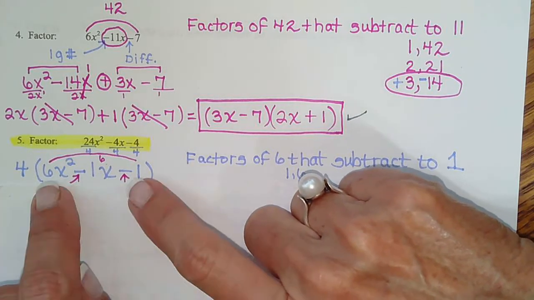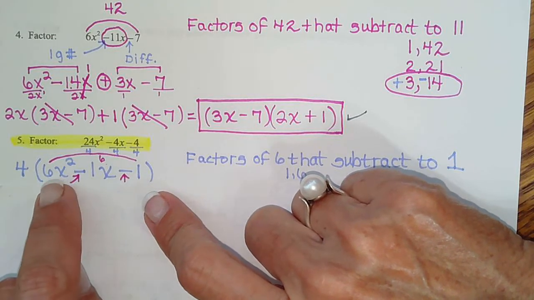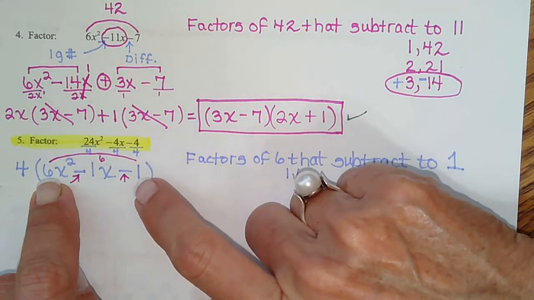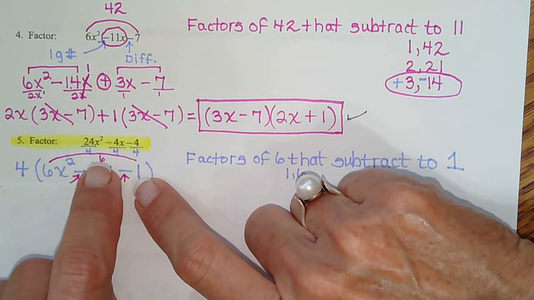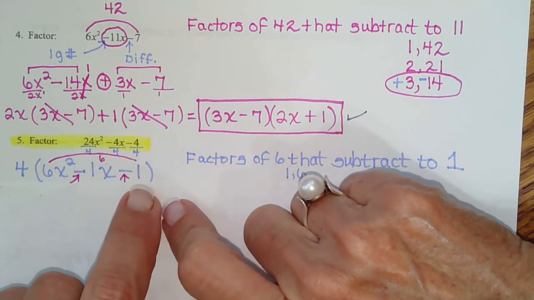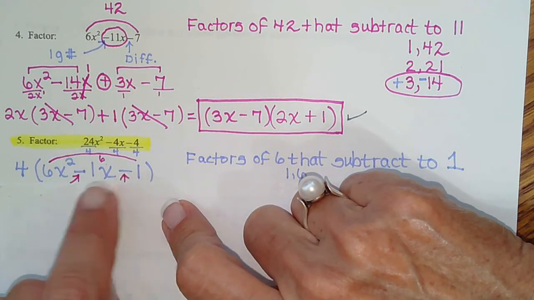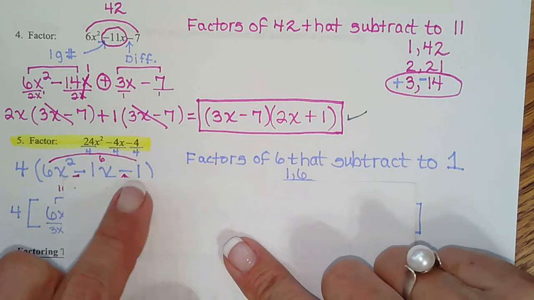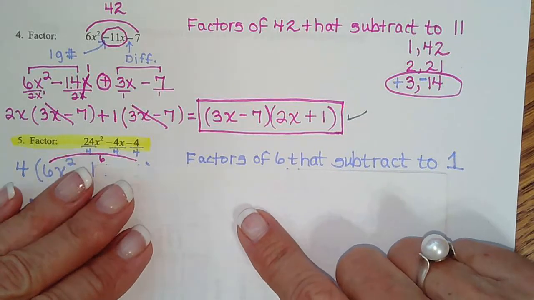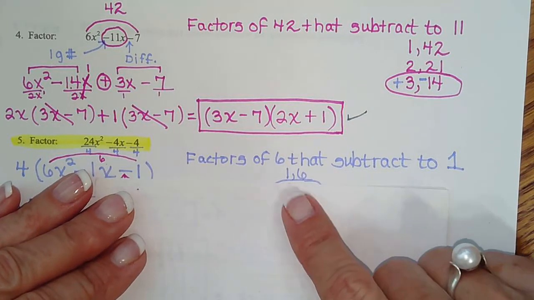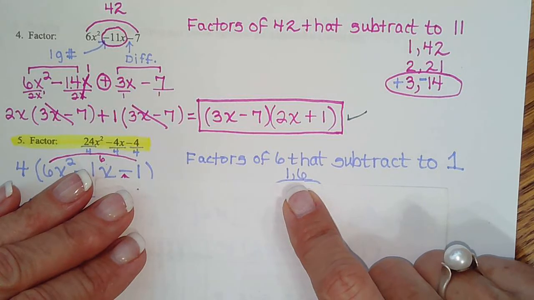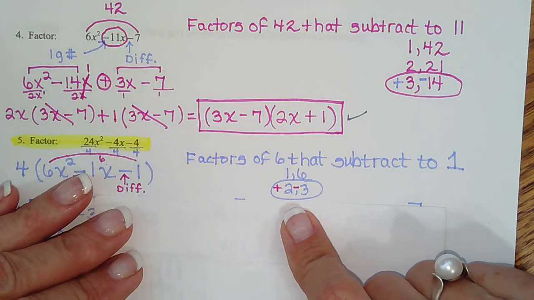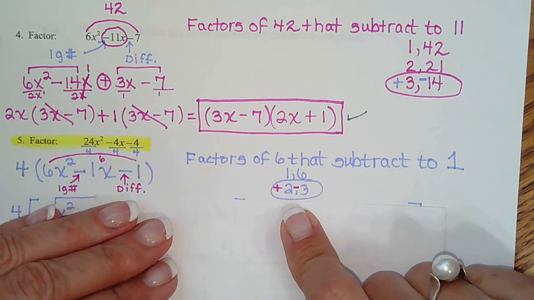And it is AC method, because even though I took the 4 out, I still have a number in front that's not 1. So I multiply 6 times 1, and I get 6. And then I read the problem backwards, factors of 6 that subtract to 1. So then I go over here and write that, factors of 6 that subtract to 1. And you'd be surprised how many people pick 6 and 1. 6 and 1 subtract to 5. They don't subtract to 1. But 3 and 2 do subtract to 1.